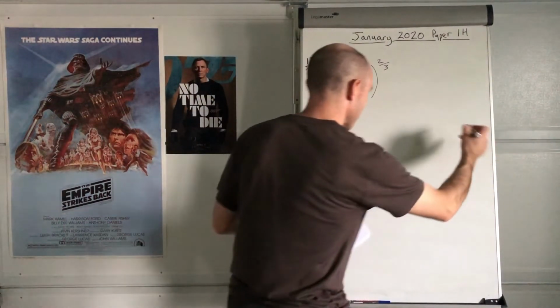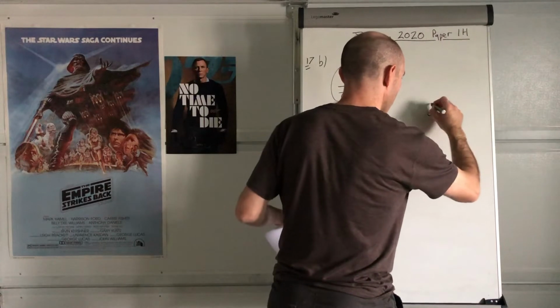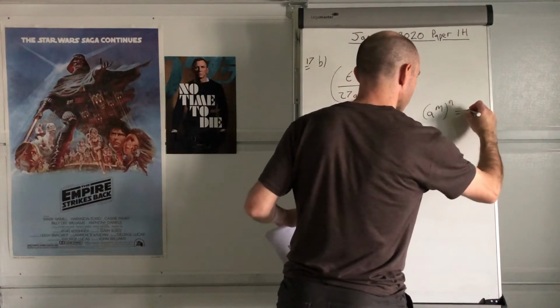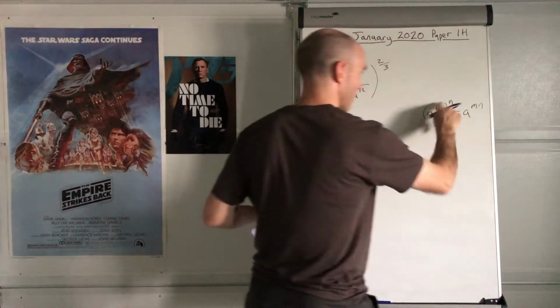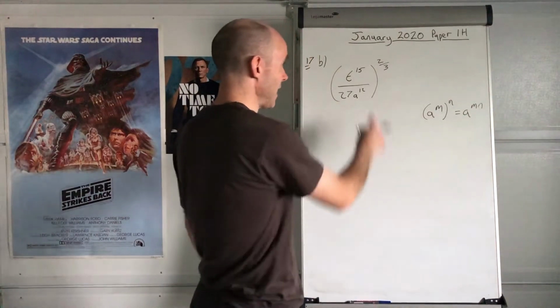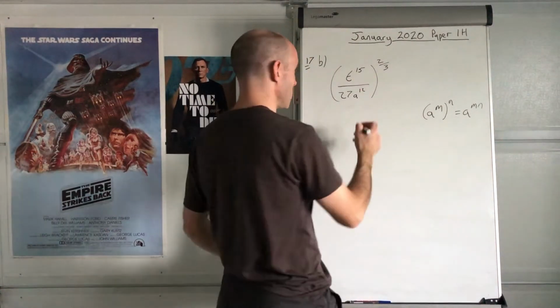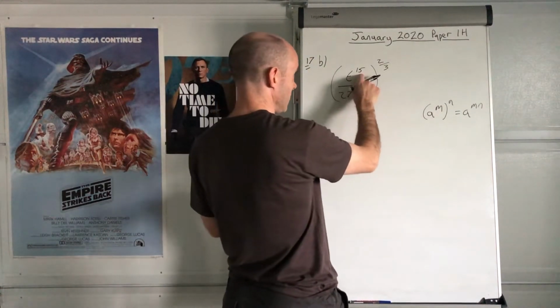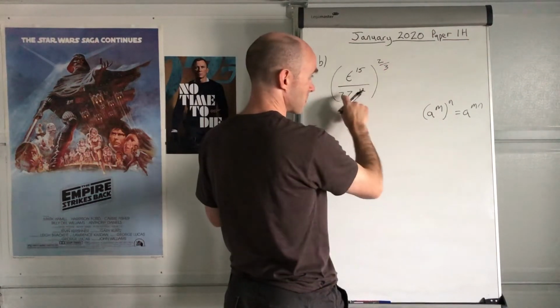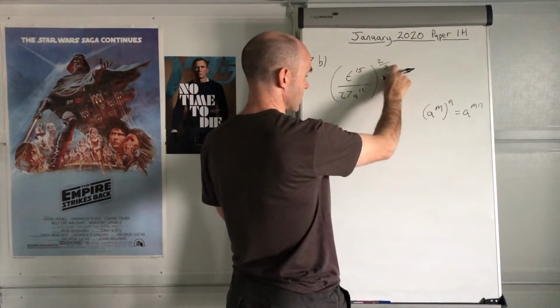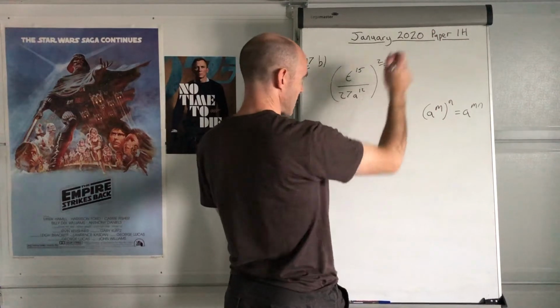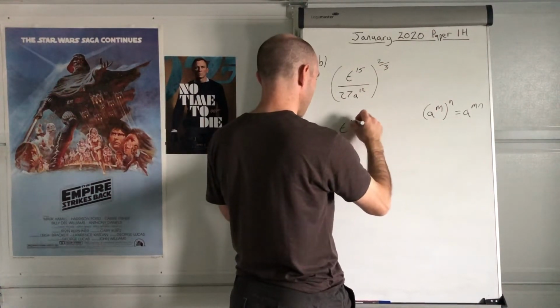So you've got, let's write down here, a to the power of m all to the power of n is a to the power of mn. Multiply the indices together. So the algebraic terms, that's what you do. Okay. So t to the 15 to the power of 2/3. You multiply the indices. 15 times 2/3. So 2/3 of 15 is 10. All right. So t to the 10 over.